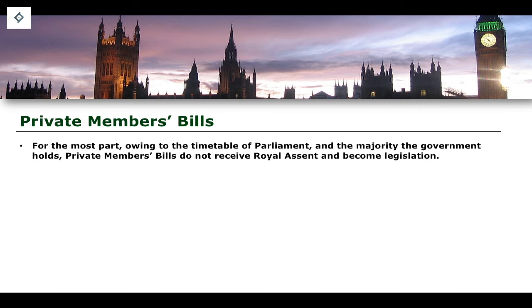Now, private members' bills, for the most part, owing to the timetable of Parliament and owing to the dominance that the government has in having a majority over the elected members of Parliament, essentially means that they very rarely ever receive royal assent, because they often die before they can even get to that stage.